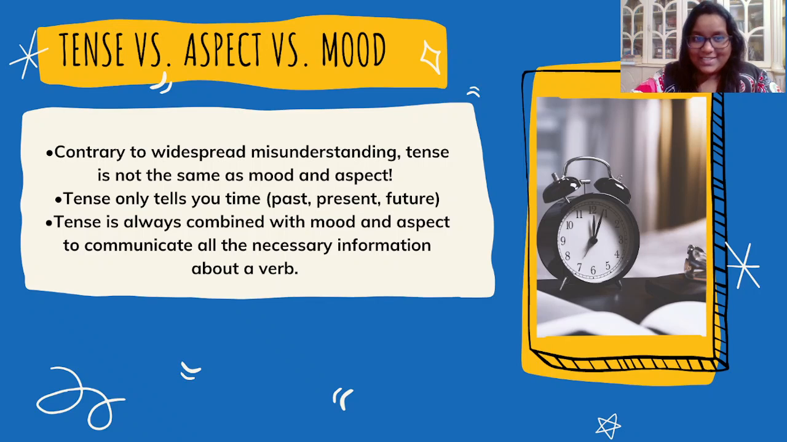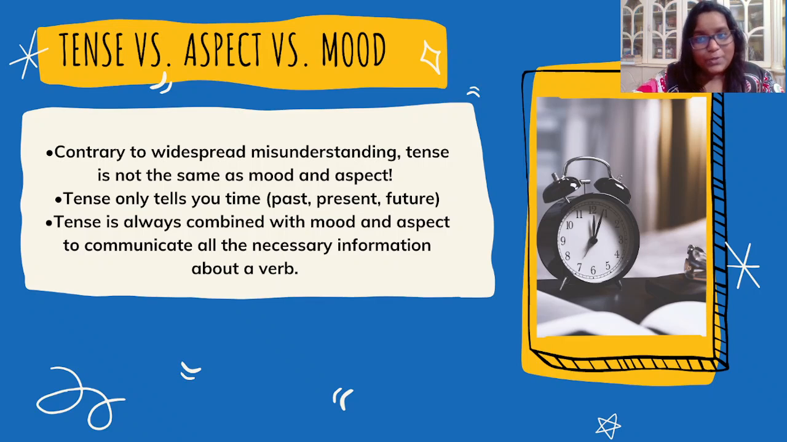Now let's discuss tense and two other aspects of a verb, two other elements of a verb. Any verb has three elements: tense, aspect and mood. There was a popular misunderstanding that these three elements are one and the same. But contrary to the widespread misunderstanding, tense is not the same as mood and aspect. These three are different elements that belong to a verb. Tense just tells you about the time, whether the action happened in the past, present or future.